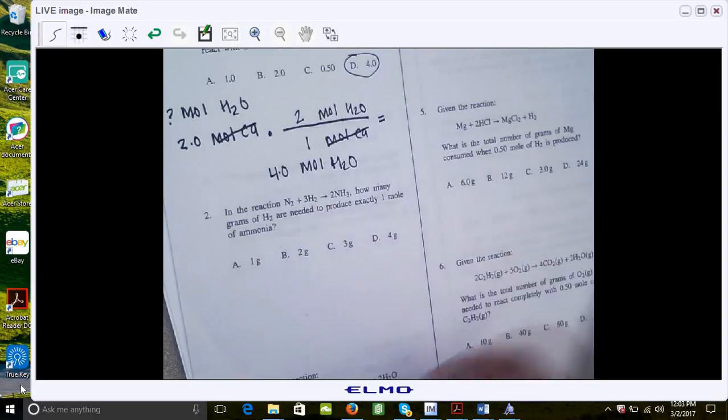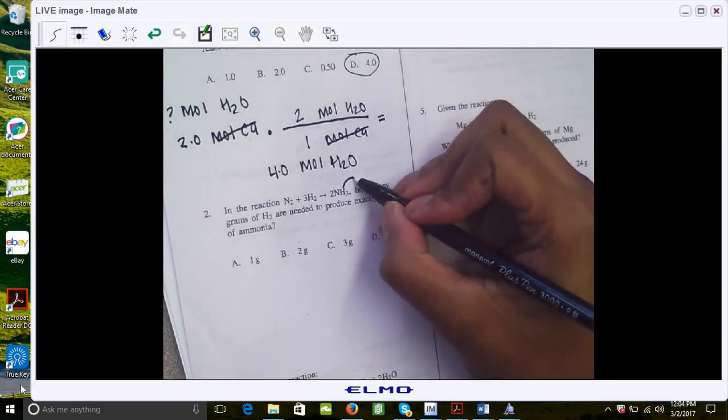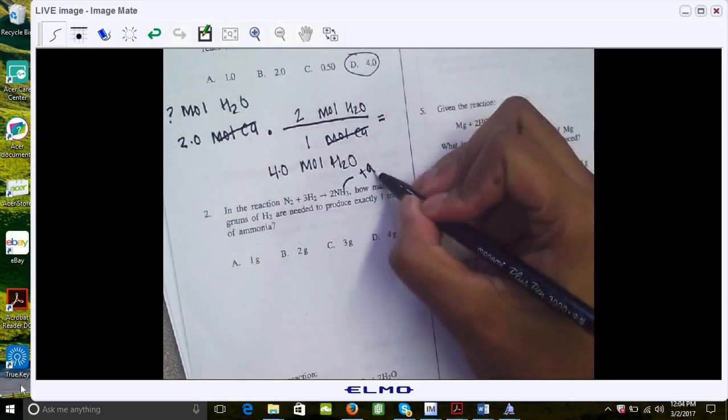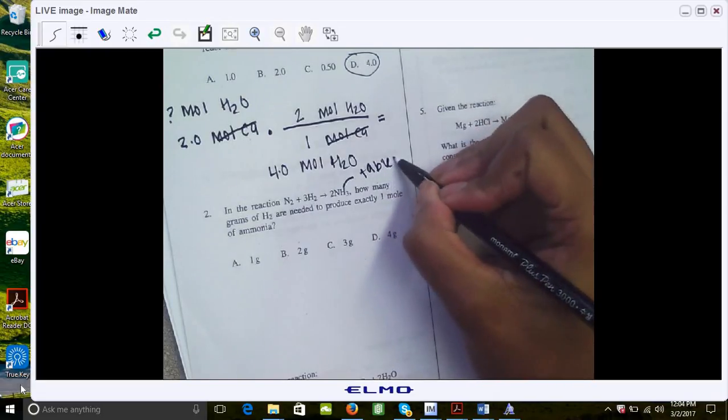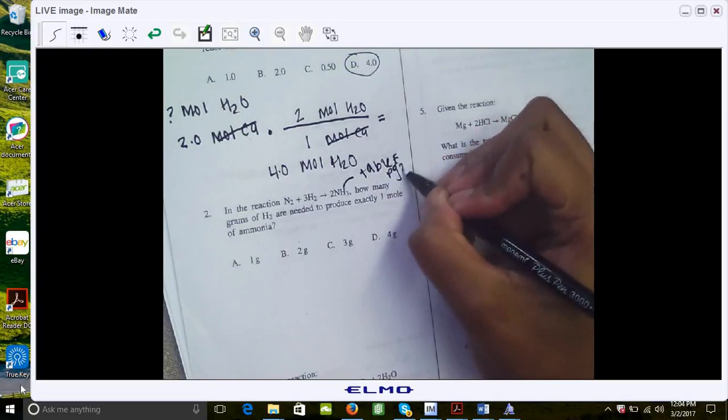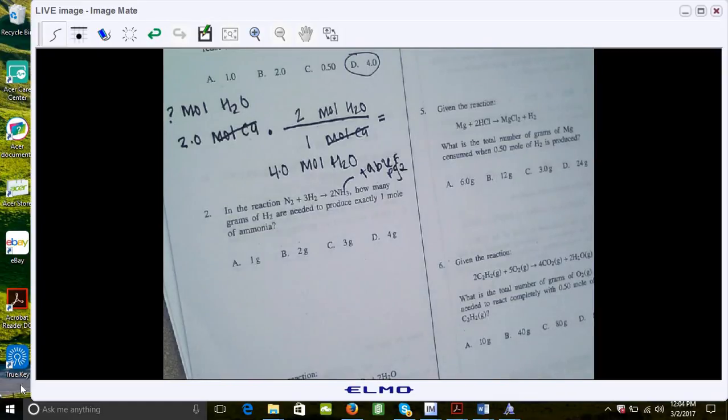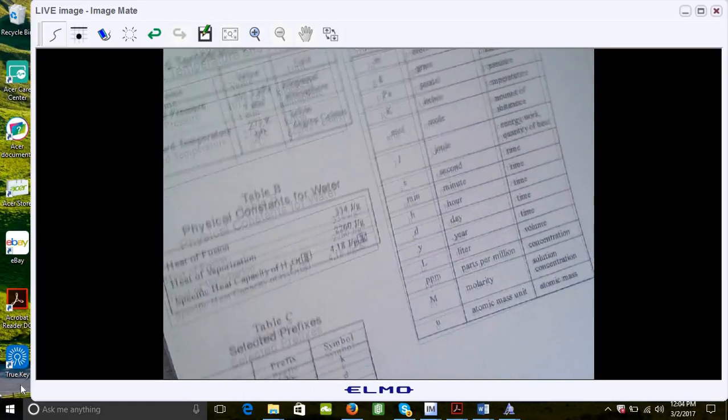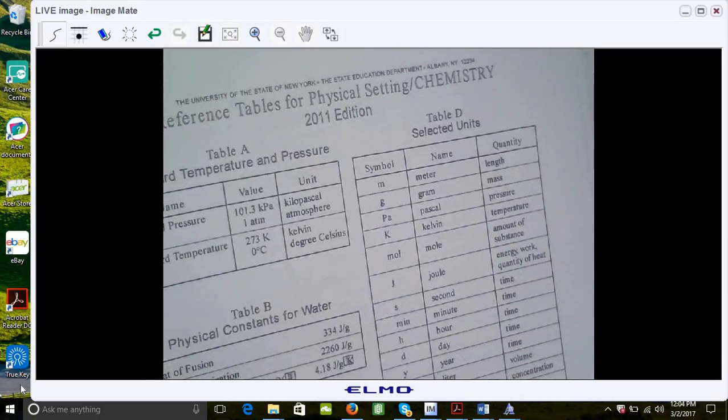Okay. Next problem says, in the reaction, N2 plus 3 hydrogen is going to give me 2 ammonia. So I know this is ammonia. If I refer to table E on page 2 of my reference table, let me take out a reference table. So here's my reference table. I would zoom out, but then I would have to zoom out again, so I'm not going to.